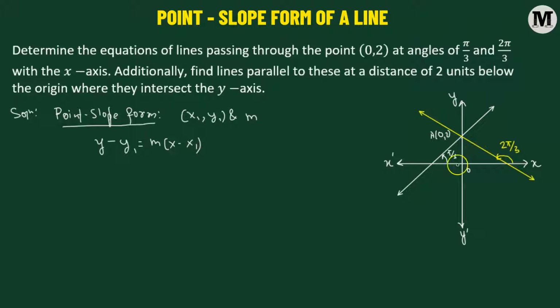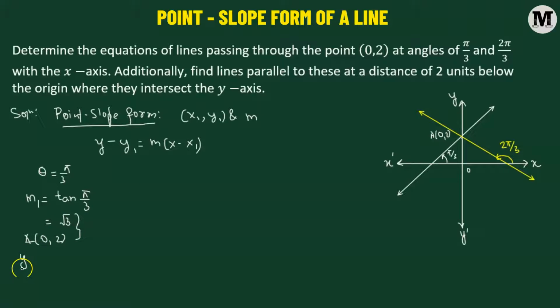So let's start with the line which makes an angle pi over 3 with the x-axis. Here it's given that theta is pi over 3. Using this information, we can find out the slope of the line. Let's call the slope m1. So m1 will be defined as tangent of that angle theta. Pi over 3 is 60 degrees, so tangent of 60 degrees is simply square root of 3. So we have the slope of that line, and it passes through the point A with the coordinates (0, 2). So we can use these two pieces of information to find out the equation of the line.